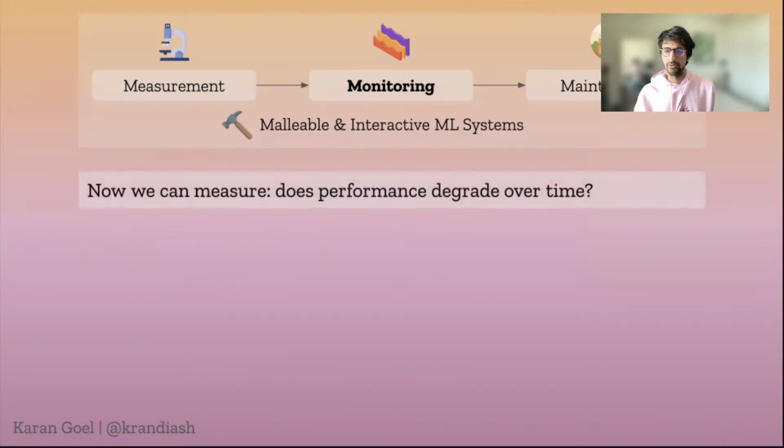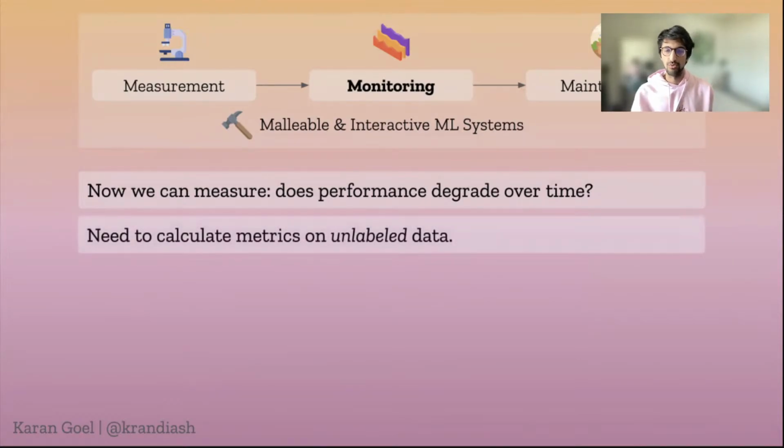So now that we know how to measure, one thing that's very important is, can we understand whether performance degrades over time, or how is performance changing? And so what we need here is really to be able to calculate metrics on unlabeled data. As data is coming in, it's going to be unlabeled. Your model is going to make predictions on that, and what you want to understand is, is my model doing a good job on this unlabeled data or not?